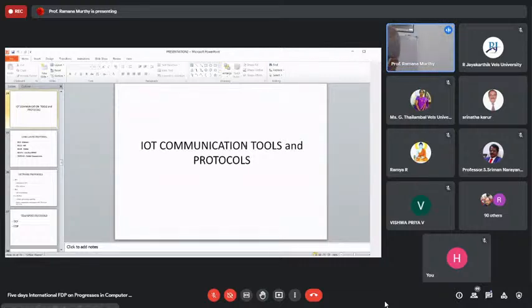I will just go through the OSI levels. You have the physical layer, the data link layer, the network layer, the transport layer, the session layer, and the presentation and application layers.